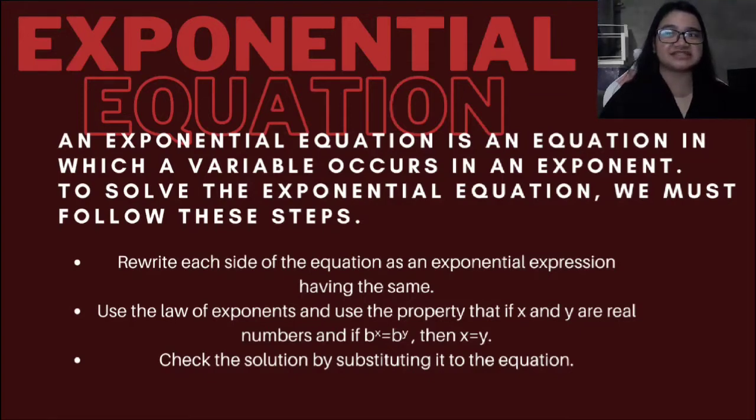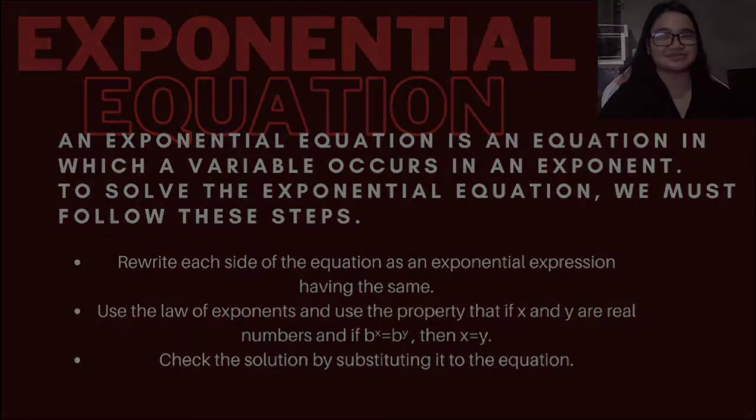First, rewrite each side of the equation as an exponential expression having the same base. Then use the law of exponents and use the property that if x and y are real numbers, and if b to the x equals b to the y, then x equals y. For the final step, we will check the solution by substituting it into the equation. For the first example, Tricia will discuss and explain it to you.